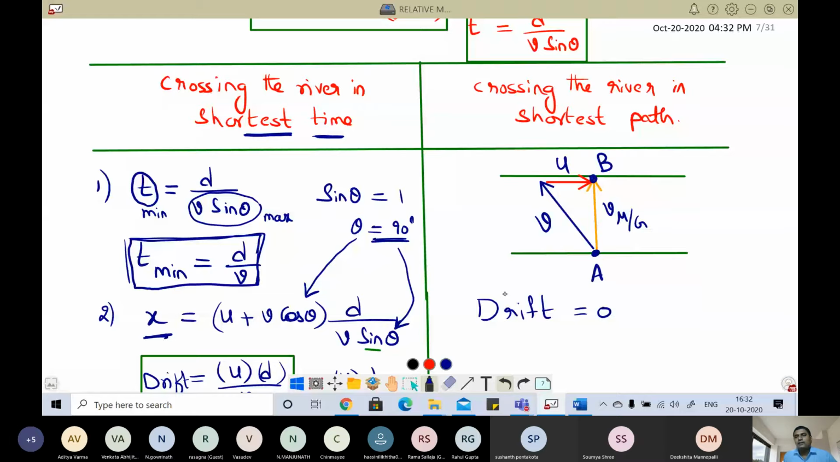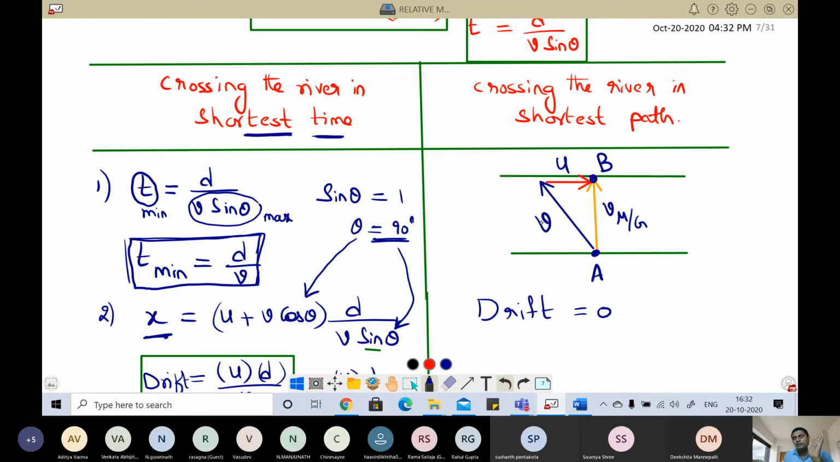Now you may have a doubt that sir, you told that drift is the distance from the target point to the landing point. That is when you don't know your destination. Please remember there is a difference between that point and this point. Right now what I am telling is I know the destination. I have to reach point B, and I am reaching point B.